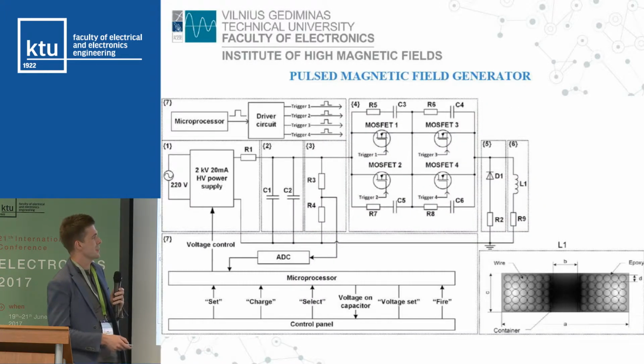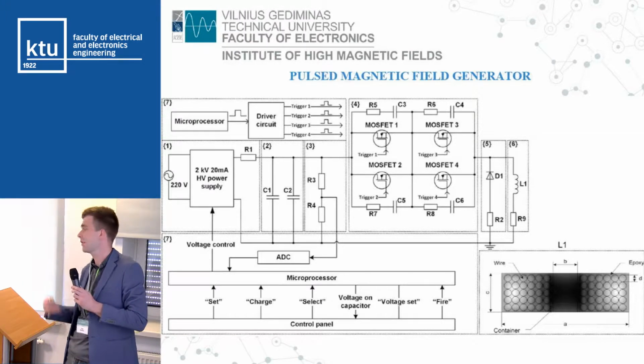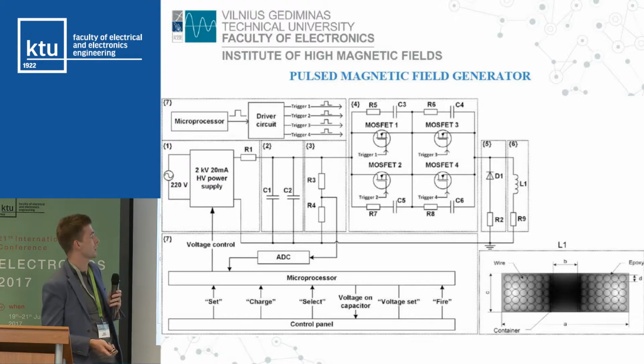So this is the simplified circuit of the generator. We used 4 MOSFETs, 2 in series, 2 in parallel. We have capacitors, one faster, one more inductive, but as a result we have high power and high energy accumulation. The most significant part is the inductor.